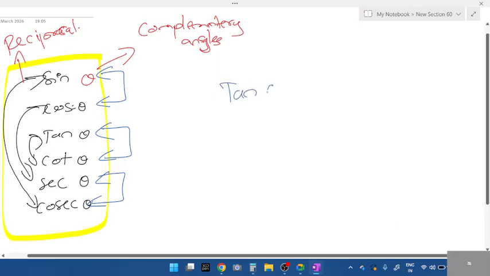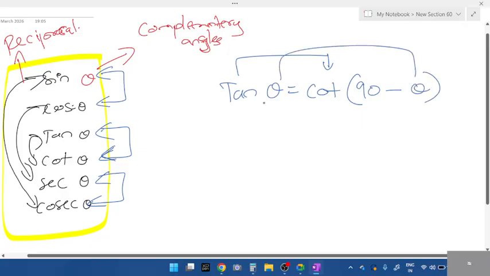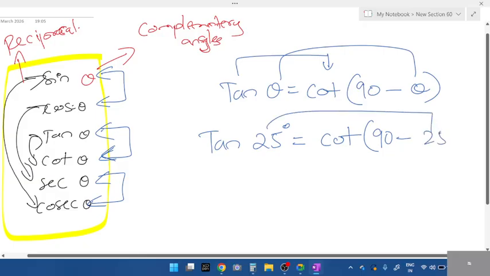Next, if I take tan theta, what is the complementary of tan, students? First convert tan. Tan would become cot, looking at the right hand side part. And the formula is 90 minus theta. Theta is nothing but the angle. Now if I write tan 25 degrees, how do you convert it? First, tan becomes cot, of 90 minus this 25. So tan 25 degrees is equal to cot of what? What is 90 minus 25?